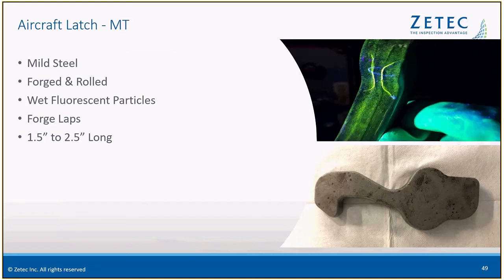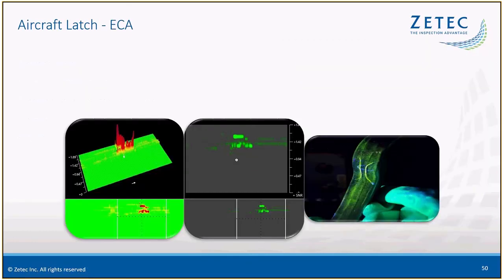Here is a mild steel aircraft latch, and it's a forged and rolled part, done with wet fluorescent particles. Here you can see there's some forge laps going on, and they're about 1.5 to 2.5 inches long. And here, we're very easily able to see these two forge laps with eddy current array.